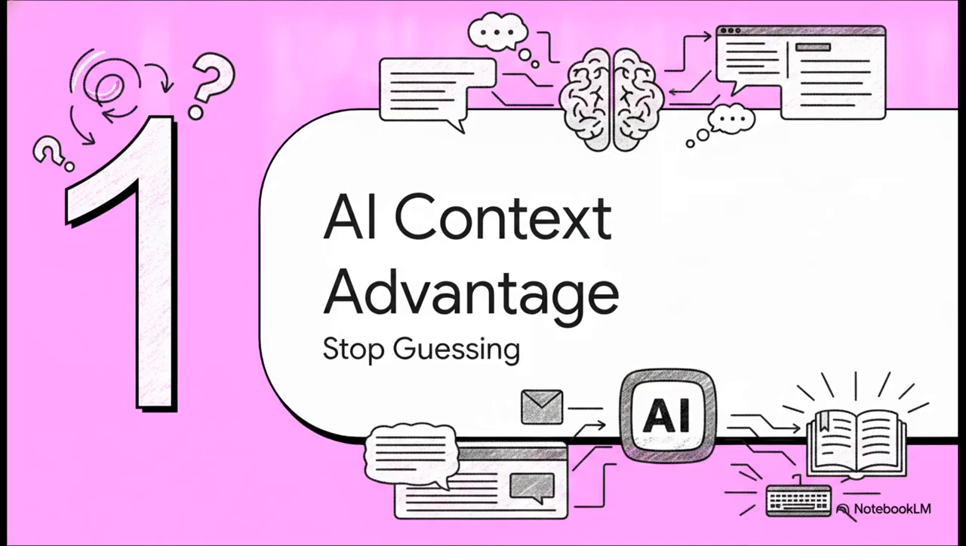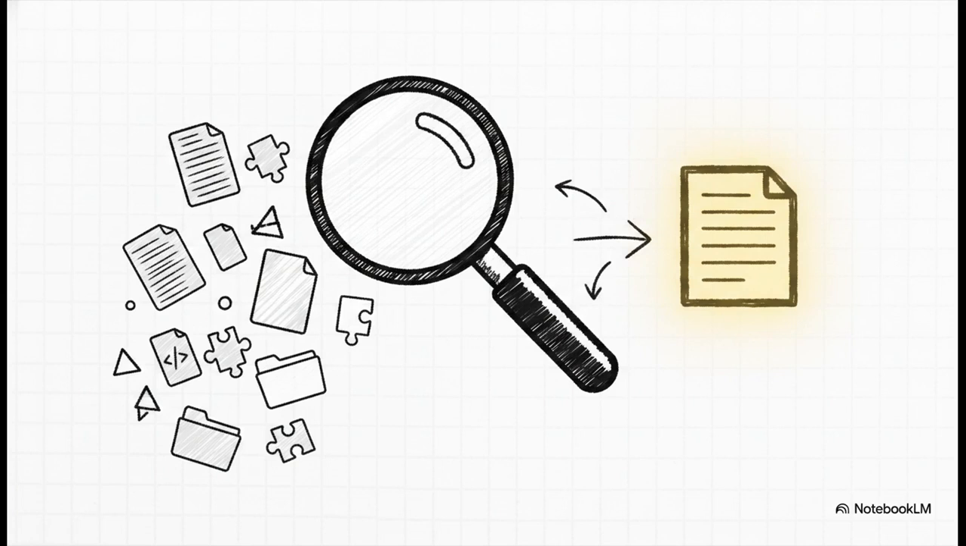Okay, let's dive right into section 1, the AI context advantage. Stop guessing, start directing. So when you bring Gemini into an existing project, you don't even have to write this handbook from scratch. The AI is actually remarkably perceptive. Gemini will actively search through your existing codebase. It acts kind of like a detective, really, looking for patterns.